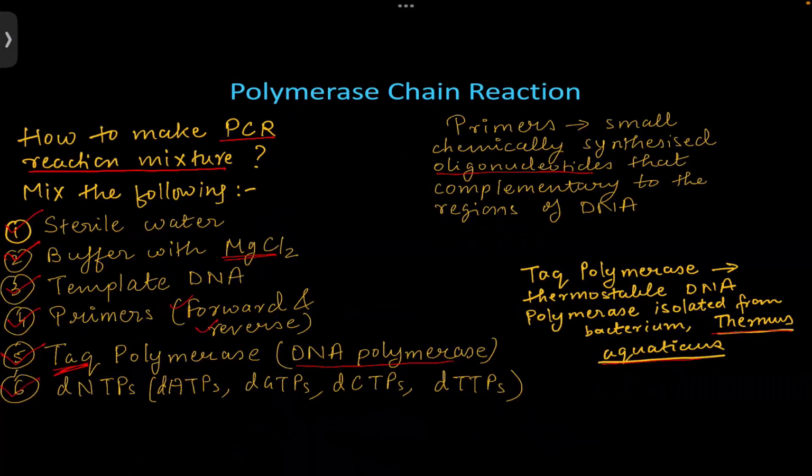Then a sixth component that you need to mix is dNTPs, that is deoxynucleotide triphosphates, that is A, T, G, C. So these are the things you need to mix to make a PCR reaction mixture.